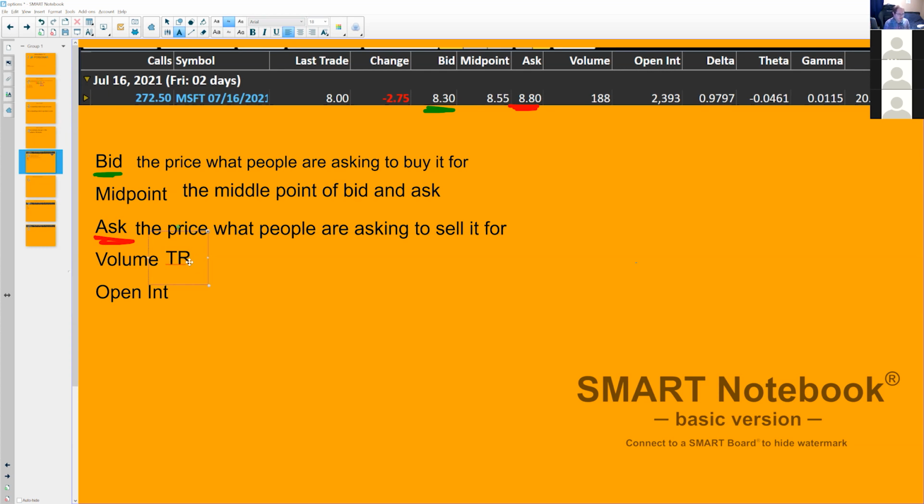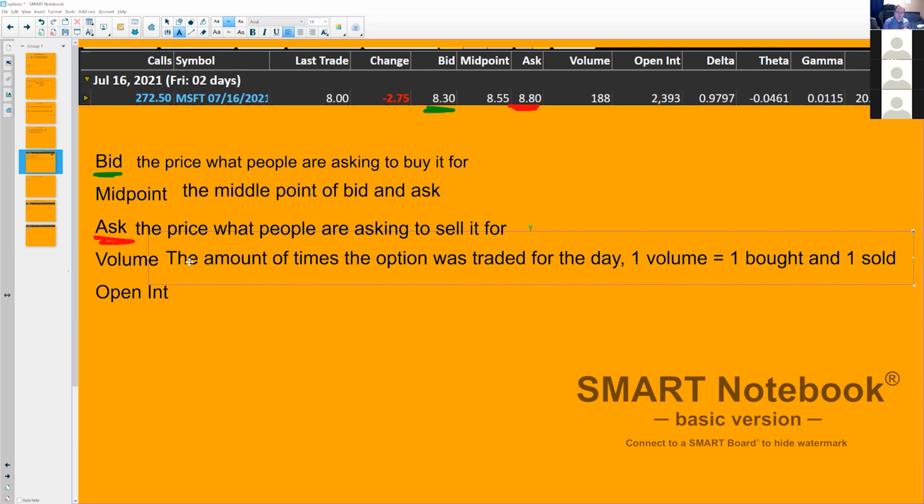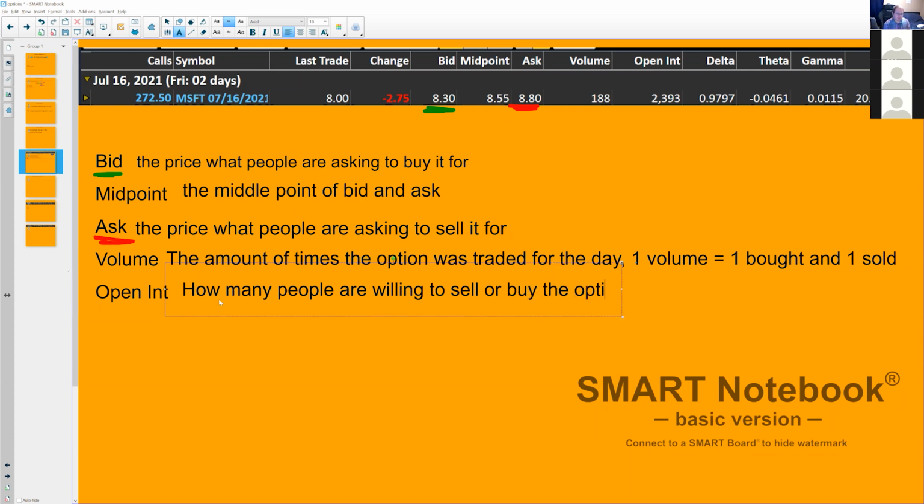So this is the amount of times the option was traded for the day. One volume equals one bought and one sold. It's not just someone bought one, it's the cycle of transaction. Okay. Open INT means open interest. Open interest is telling you how many people are willing to sell or buy the option. Their bid or their ask price may be below or above the current amount right now. If you were to look at this right here, let me highlight that.